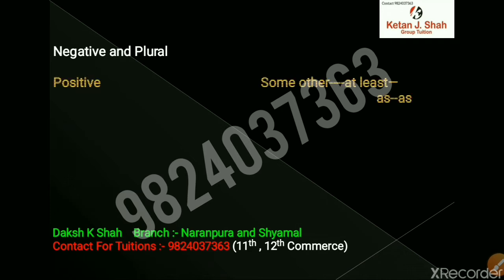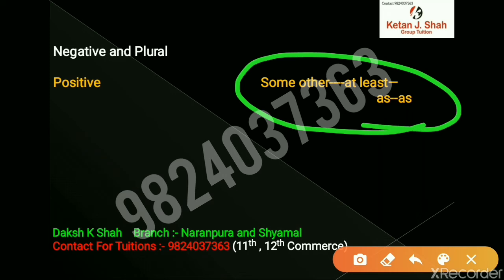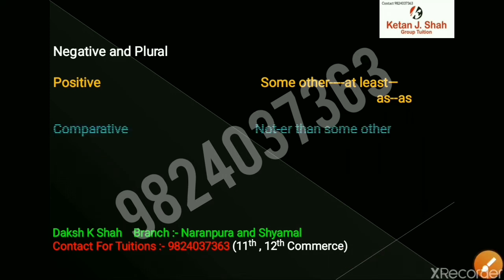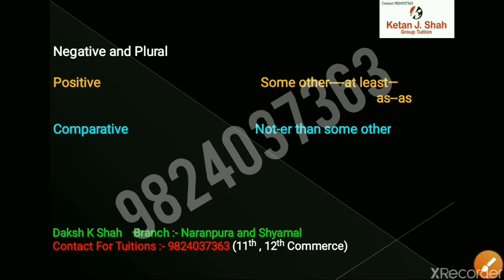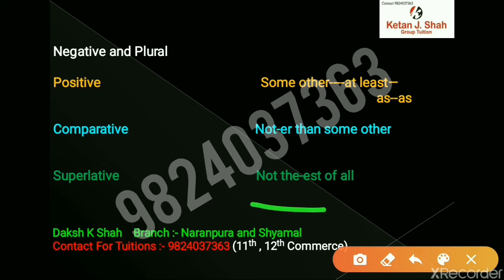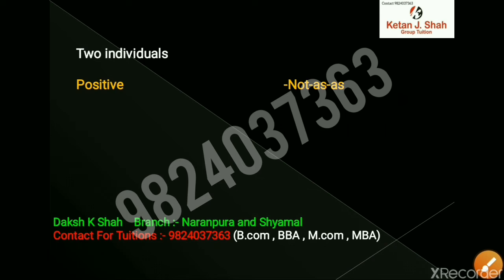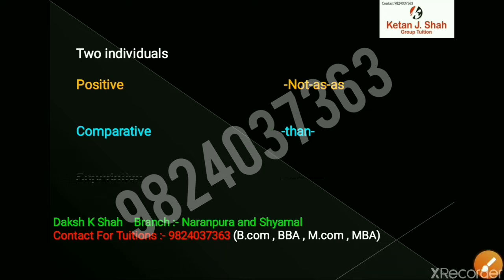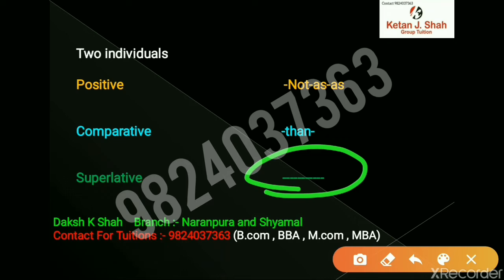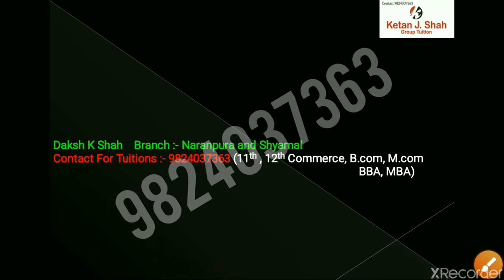Negative and plural. In positive, negative, and plural, the formation is some other at least as. In the comparative, the formation is not er than some other. Then in the superlative degree, the formation is not the est of all. Now in the two individuals, positive is not as, comparative is than, and superlative is not there in these two individuals. So there is no superlative in the two individuals.